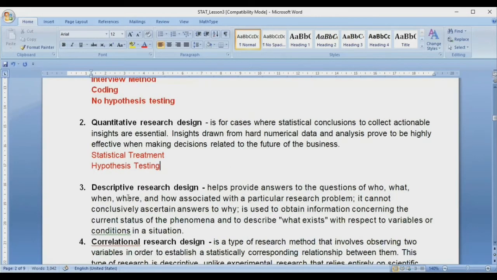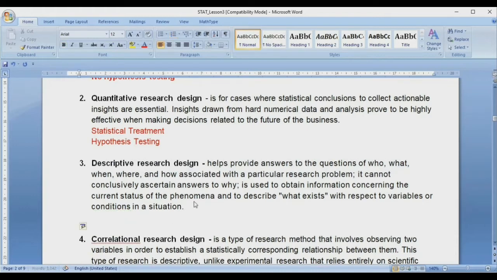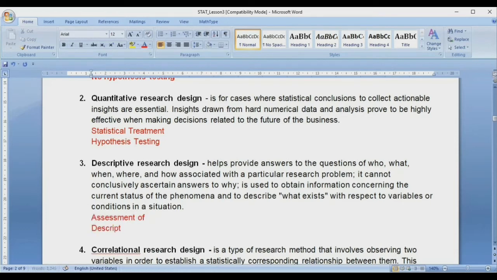Okay, next, descriptive research design, under siya ng quanti, as I told you, helps provide answers to the questions of who, what, when, where, and how associated with a particular research problem. It cannot conclusively ascertain answers to why. So, hindi niya masasagot yung why, but the rest of the questions, it is able to answer. Okay? Descriptive research, ang mga title pwedeng assessment of. Ang ginagamit mong statistical treatment dito, syempre yung descriptive stat.